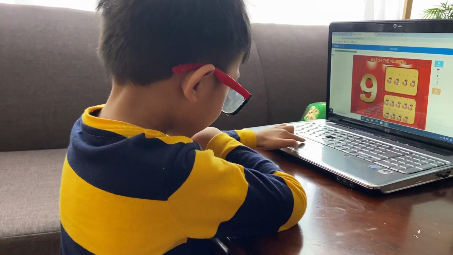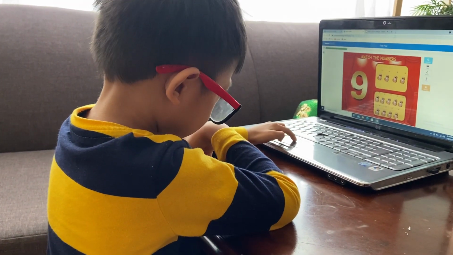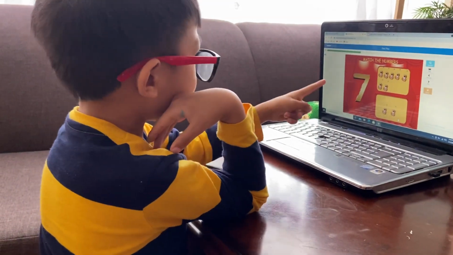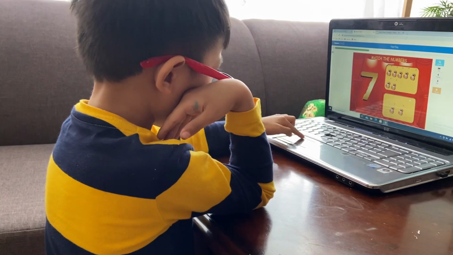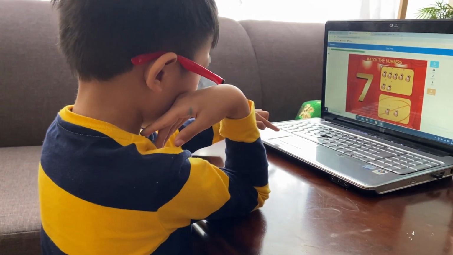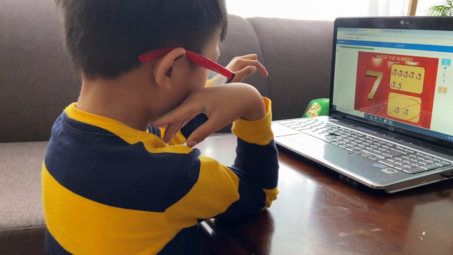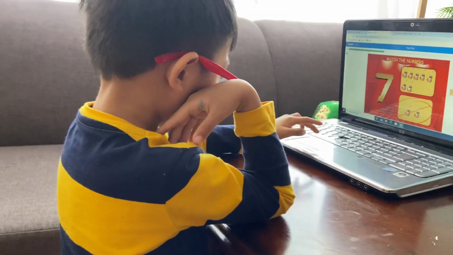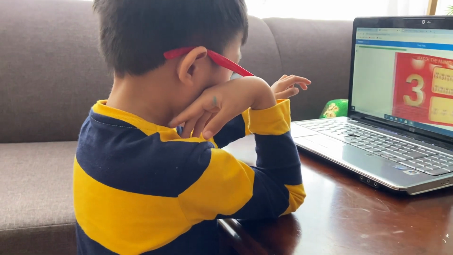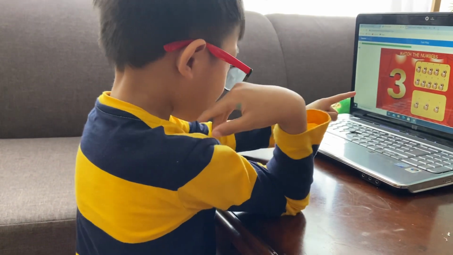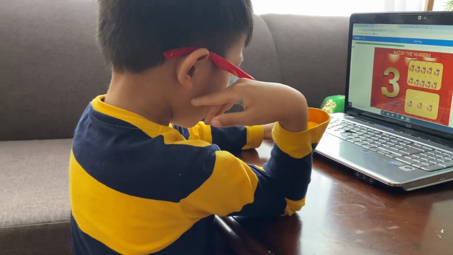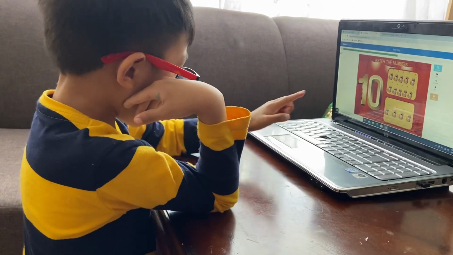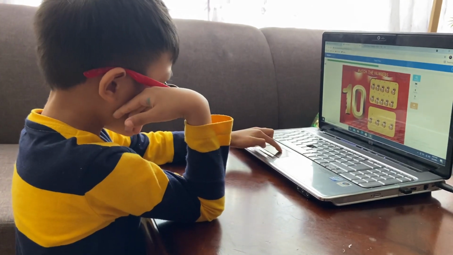Nine. Okay. Choose the correct answer. Good job. Seven. Correct. Click the seven. Whoop. Where's the seven? Over there. Okay, just click. Put the arrow there. Whoop. You say whoop. One, two, three. Okay. Whoop. 10. Whoop.